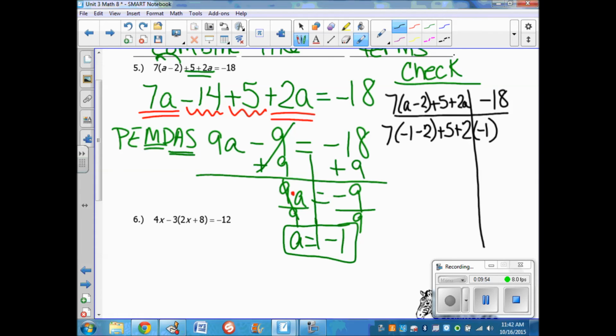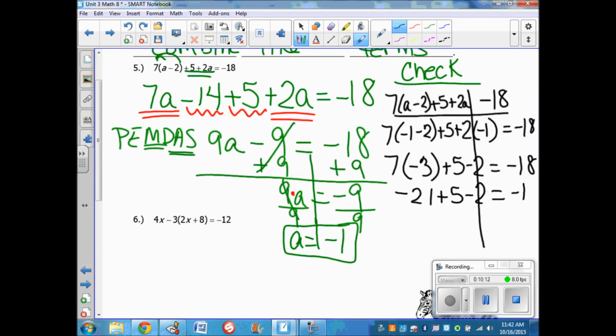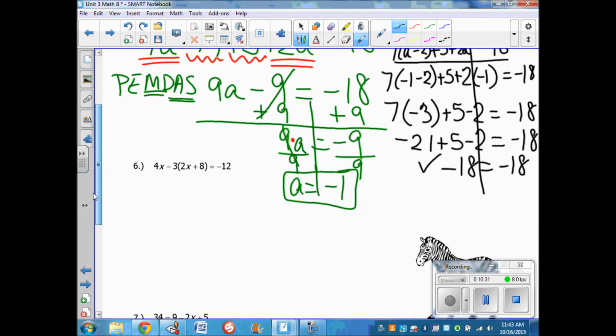Sorry, I ran over a little bit there. Does it equal -18? So I could say 7 times negative 3 plus 5 minus 2, does it equal negative 18? Negative 21 plus 5 minus 2, I'm still asking, does it equal negative 18? So then I've got negative 21 and negative 2 is negative 23, plus 5 is certainly negative 18. Guys, use your calculators. By all means, use them to help you check.